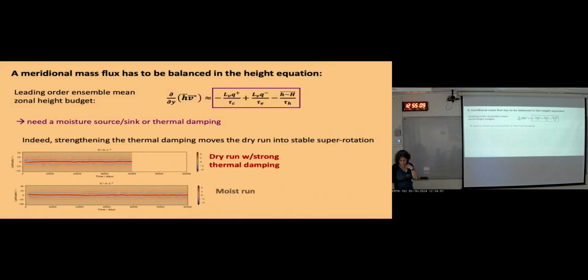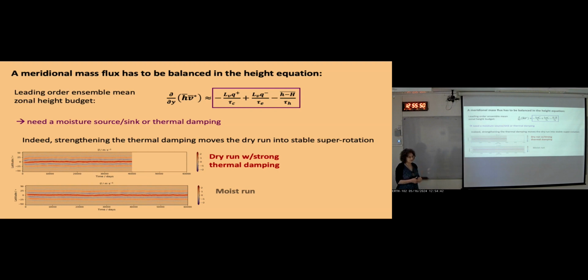I don't have time. There is a little bit about why things are stable or not in the moist run. I will just say that we think it has to do with meridional fluxes. And if you look at the mass balance, then convergence of mass has to be balanced either by heating or cooling, thermal heating or cooling, or moist processes. So if you strengthen the thermal damping, this is what you get. You get superrotation. Okay?